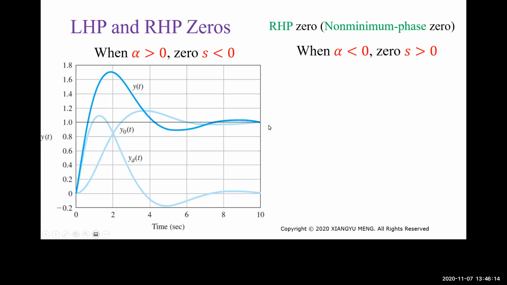So far, we only discussed the case when alpha is greater than 0. That means the zero is at the left half of the S-plane. And the major effect of the zero is to increase the overshoot.